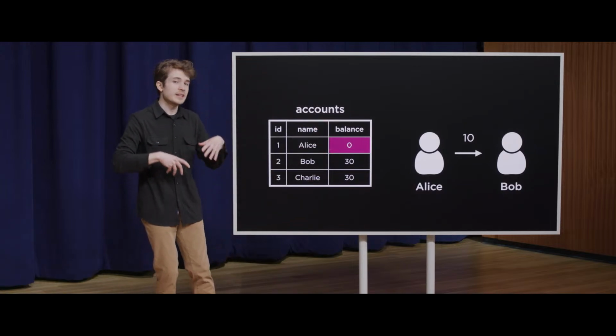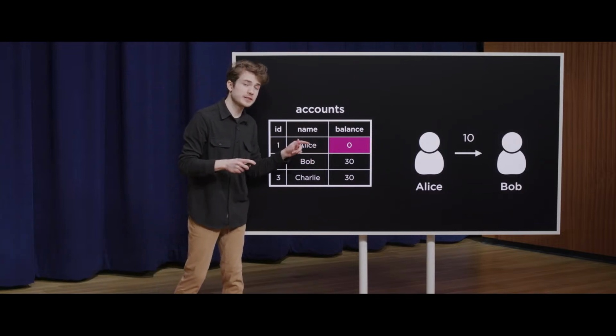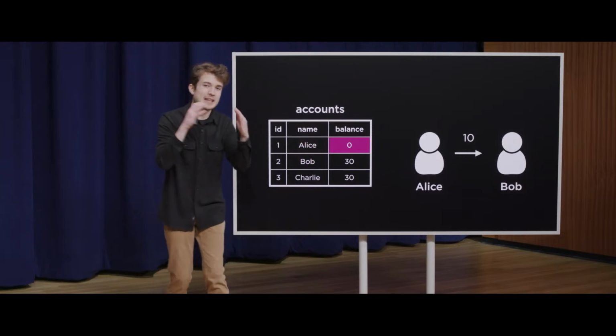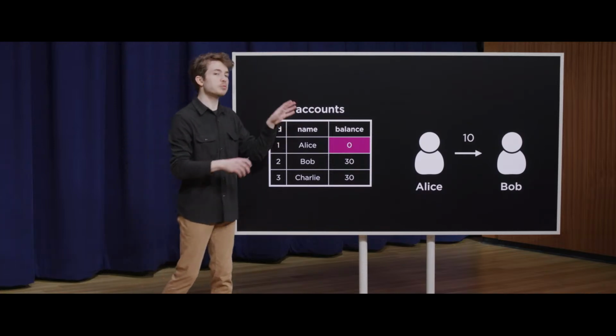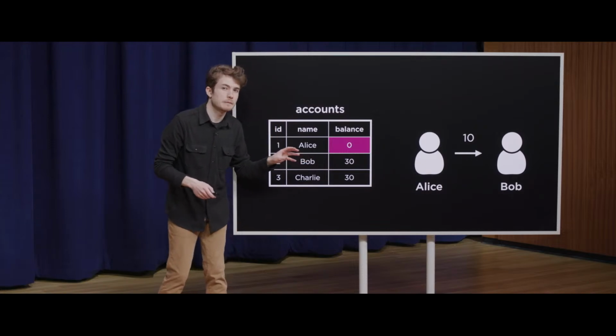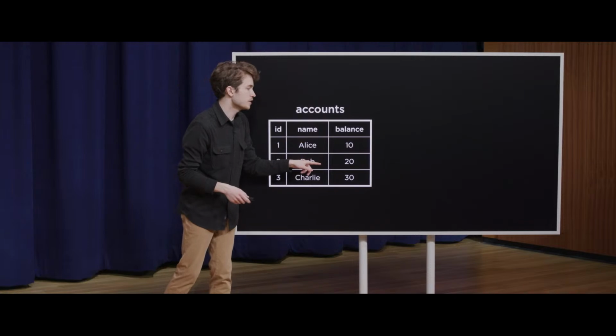So this is an issue when I have one ongoing transaction like this, and somebody else wants to look at that data. They really shouldn't be able to until this transaction is complete in its entirety. So ideally, let's go back to what we had before with Alice at 10, Bob at 20.